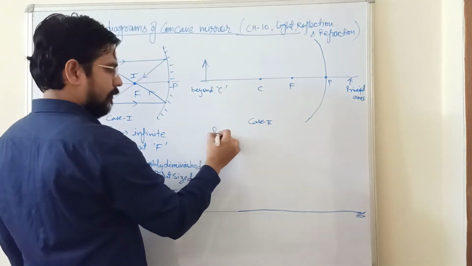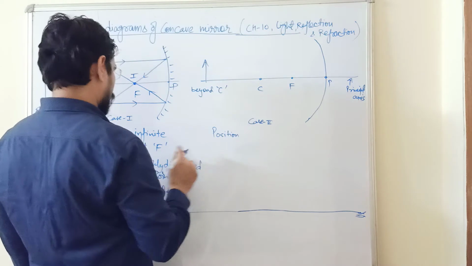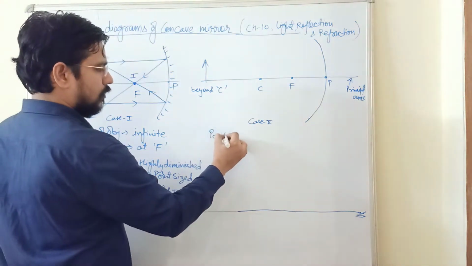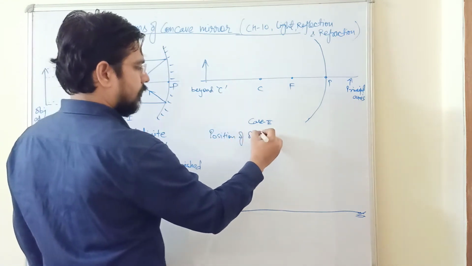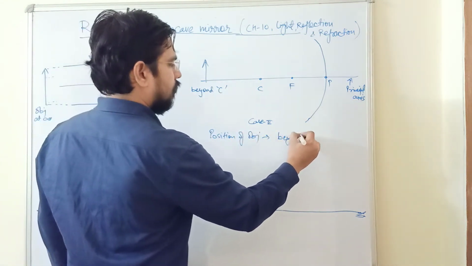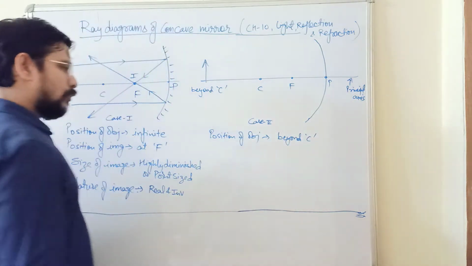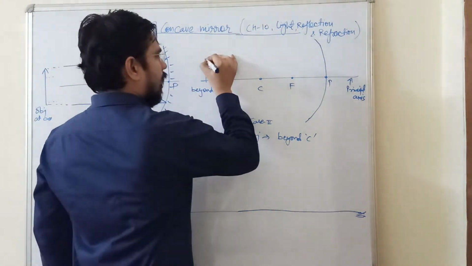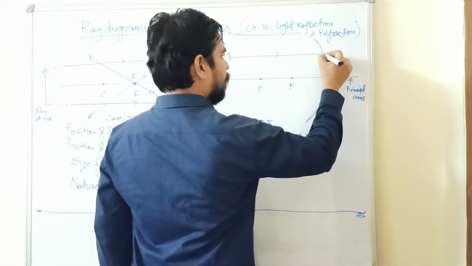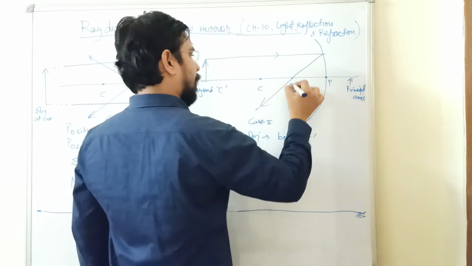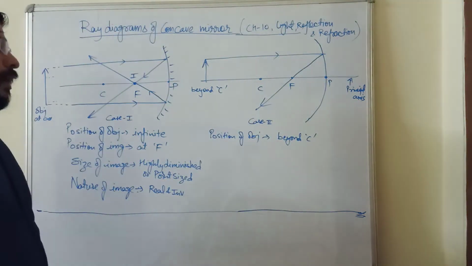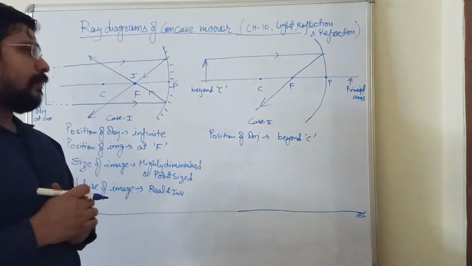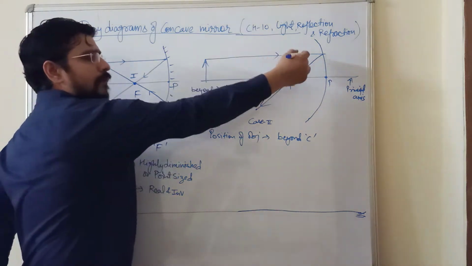So I can write here, position of object is beyond C, and we will find out where the image will form. Again, applying the rules which we have studied, any ray of light which is going parallel to principal axis will pass through focus after reflection. Now look here, we can apply any second rule out of the remaining 3 rules out of 4. First rule we have already used.